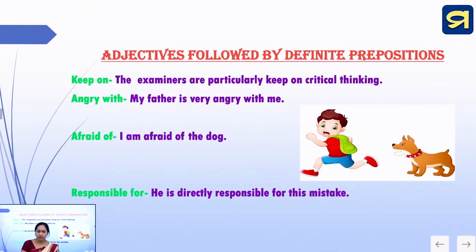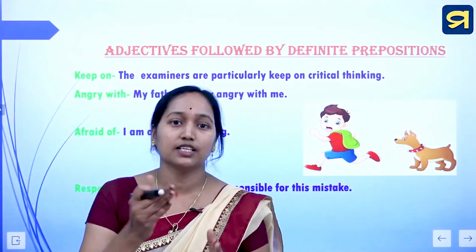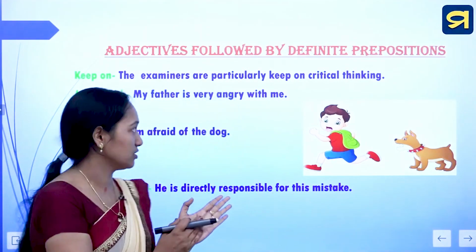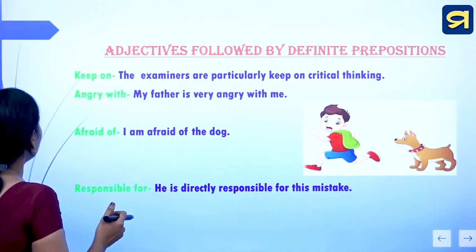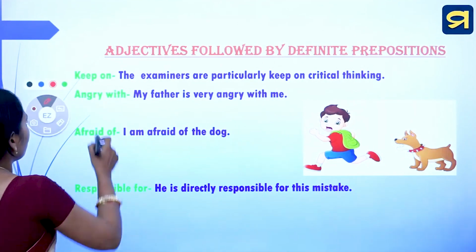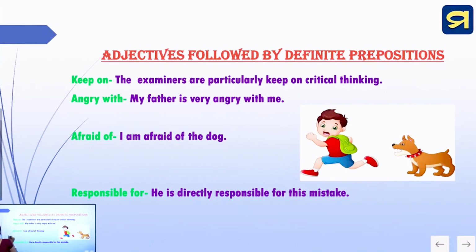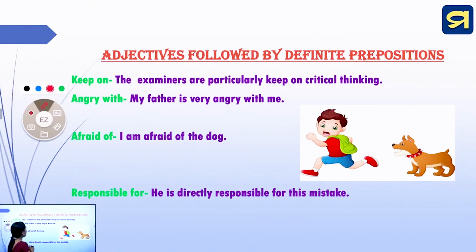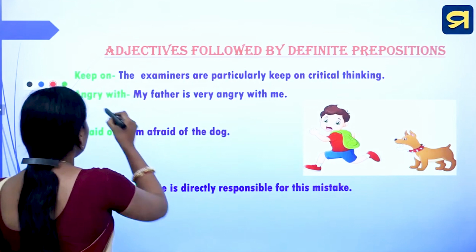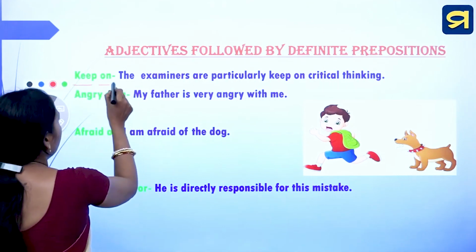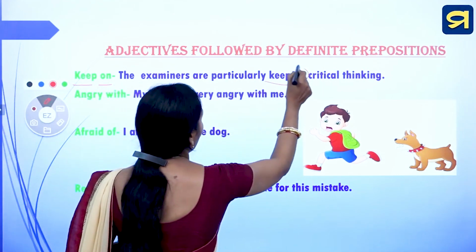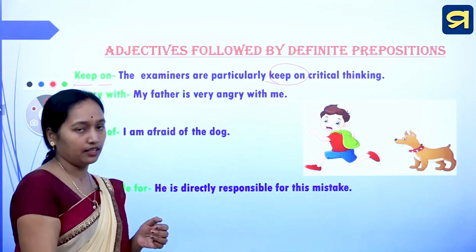Adjectives. Now we have discussed the verbs. Next, adjectives that are followed by definite prepositions. The first one is keen on. The examiners are particularly keen on critical thinking.